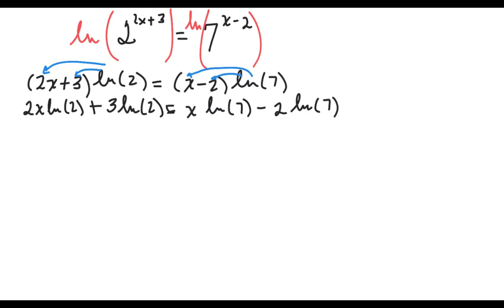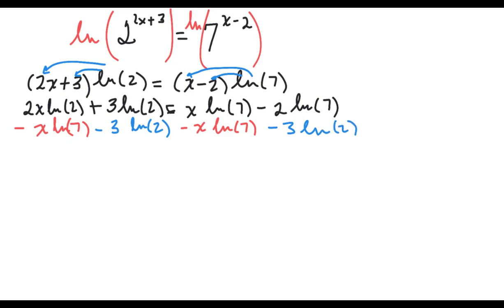All right, I'd like to get the x's all on one side, so I'm going to subtract x ln of 7 on both sides. And at the same time, let's go ahead and move something that does not have an x to the other side. So 3 ln of 2. Of course, this cancels on this side, and that cancels on that side.